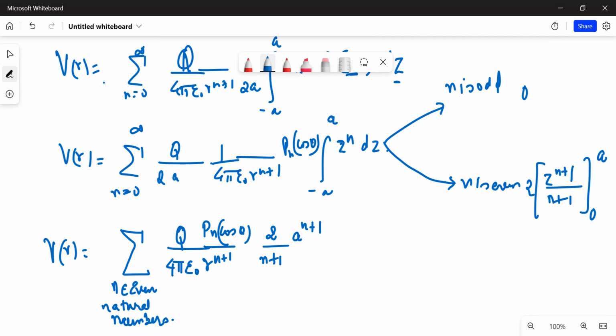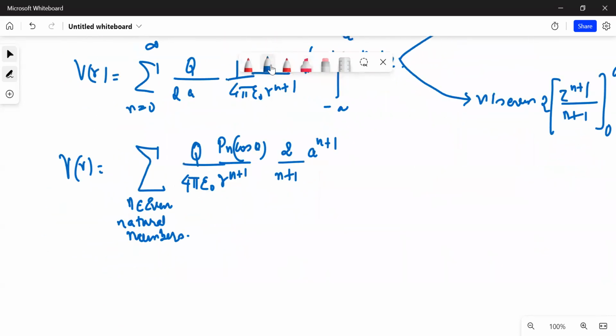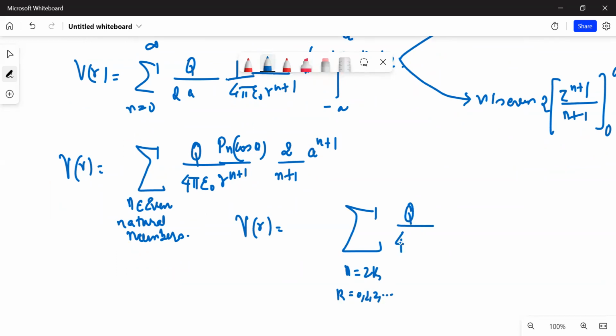Okay. So if you want to express it in a better fashion, one can do this also. So V as a function of r is equal to the sum over n equals 2k, where k is equal to 0, 1, 2. So this will represent your even integers, and q upon, there was some a also, no? I forgot somewhere. So this a is also there. So there would be some 2a as well, right? So I'll write 2a here. Okay. So this 2 gets cancelled.